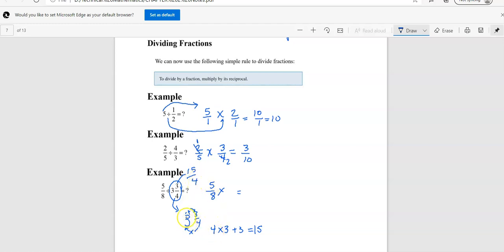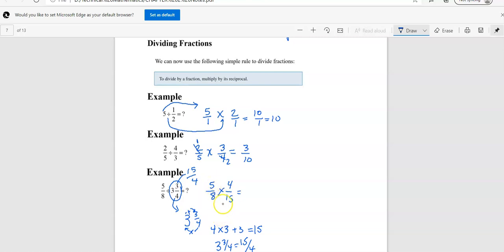So 4 times 3 plus 1 is 13. We got 15. And then so 3 3/4 is 15, and then the denominator stays the same. It's going to be 4. So 15/4. Well, we need to multiply by the reciprocal, which is 4 over 15.